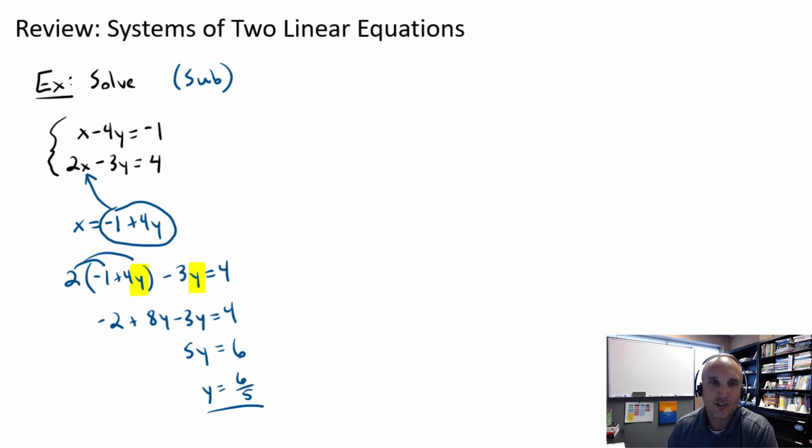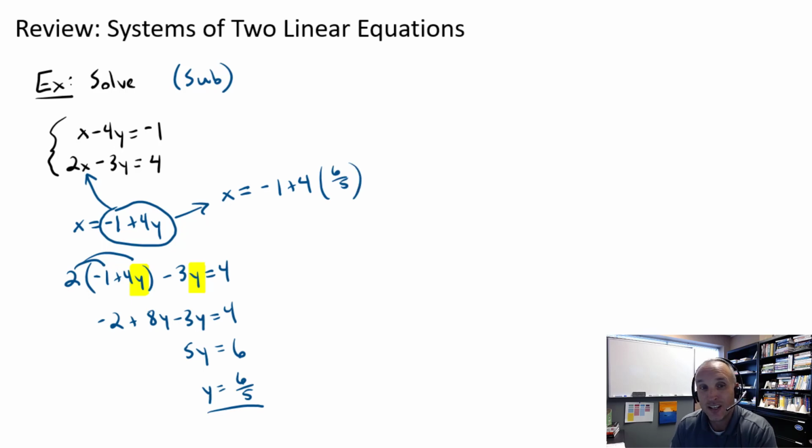And remember what it means to solve a system. Solving a system means find the x and y pair that you could plug into the first equation and make it true, and also plug into the other equation and make it true. So this y value of 6/5 should work for both of these equations, or even this different version of row 1 here. So in fact, I could plug this y value into any of those three equations, and I'm going to plug it in right here and see that x equals -1 plus 4 times 6/5.